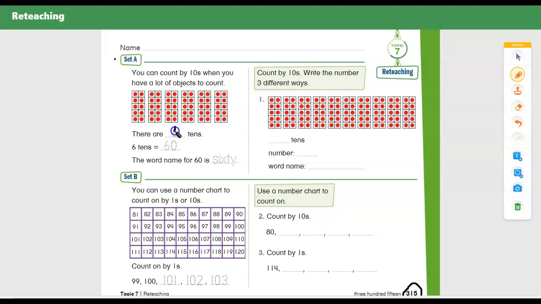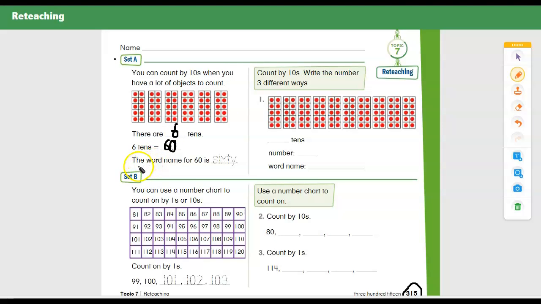We would say there are 6 tens. 6 tens is equal to 60. If you count 10 6 times, you have 10, 20, 30, 40, 50, 60.